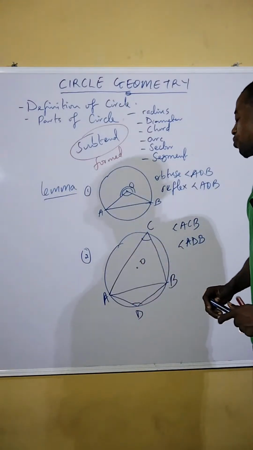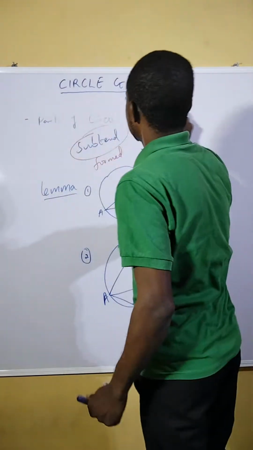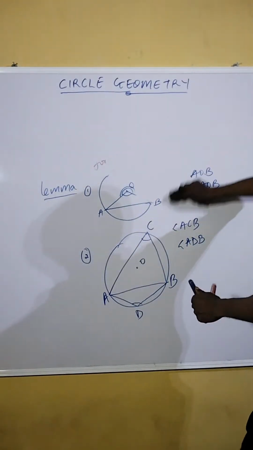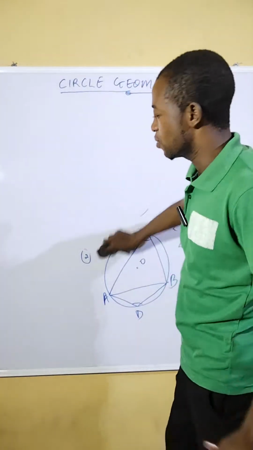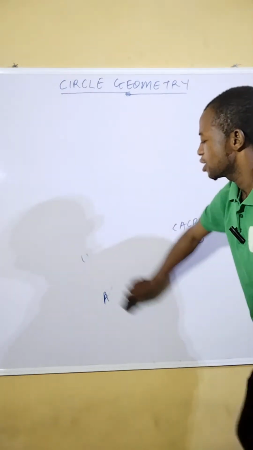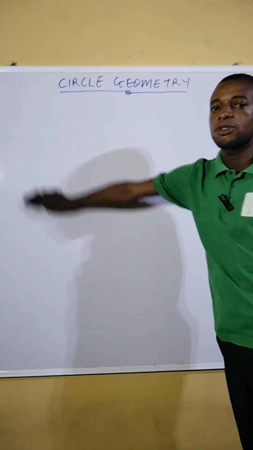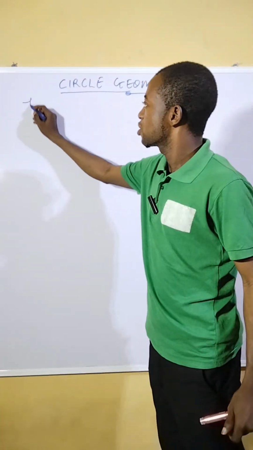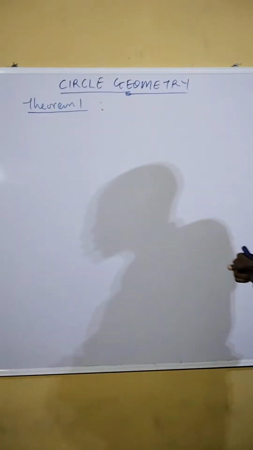For us to now go to the theorem proper, let's look at the first theorem. This first theorem is where all other theorems are attached; it is the basis for the theorems. So a basic understanding of this particular theorem will help us in understanding all other theorems and also make it easier for us to solve problems related to circle geometry. We call this Theorem 1.